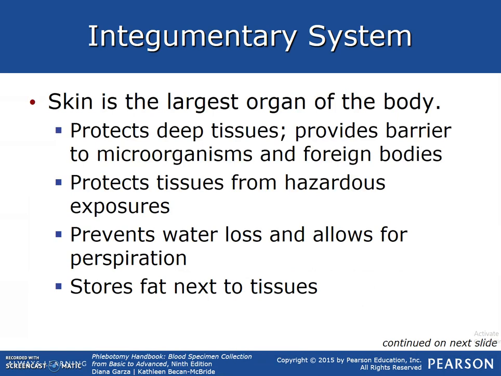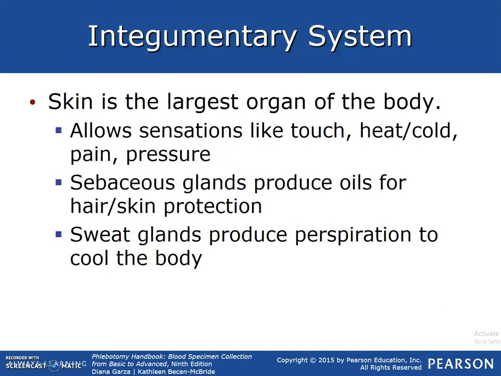Skin is the largest organ of the body. It protects deep tissues, provides a barrier to microorganisms and foreign bodies, protects tissue from hazardous exposure, prevents water loss, and stores fat next to tissues. This allows sensations like touch, heat and cold, pain, and pressure to be felt. The sebaceous glands produce oils for hair and skin protection, and sweat glands produce perspiration to cool the body.